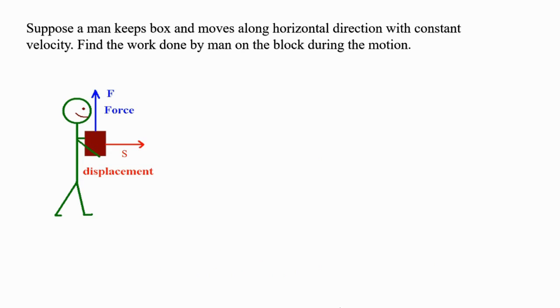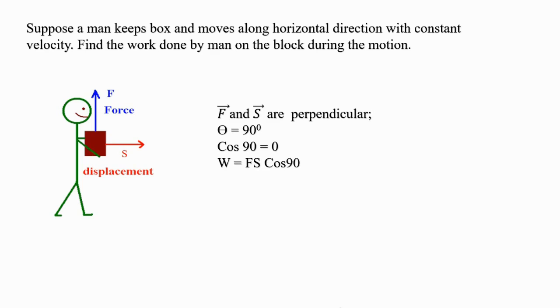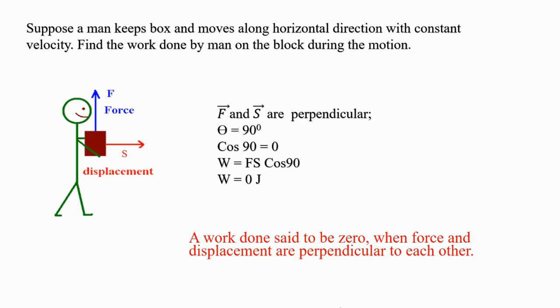Zero work. Suppose a man keeps box and moves along horizontal direction with a constant velocity. Find the work done by man on the block during the motion. Vector force and displacement are perpendicular. Angle between them is 90 degree. Cos 90 is equal to 0. Work is equal to force into displacement into cos of 90. Work is equal to 0 joule. A work done said to be 0 when the force and displacement are perpendicular to each other.